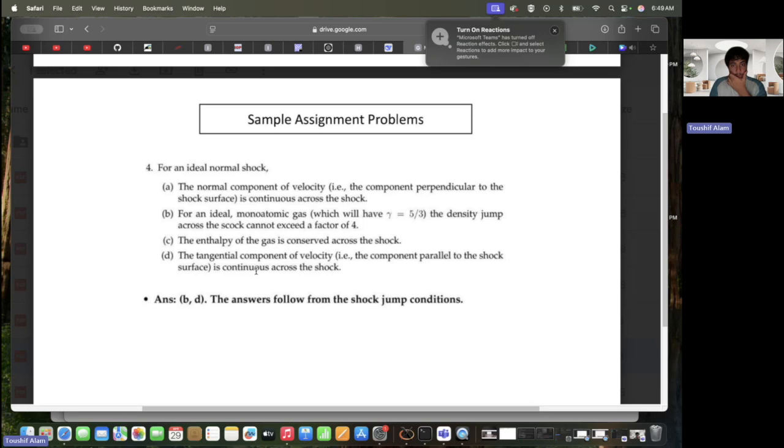D is also right, because the tangential component of velocity, the component parallel to the shock surface, is continuous across the shock. They don't change. Only the perpendicular velocity changes.